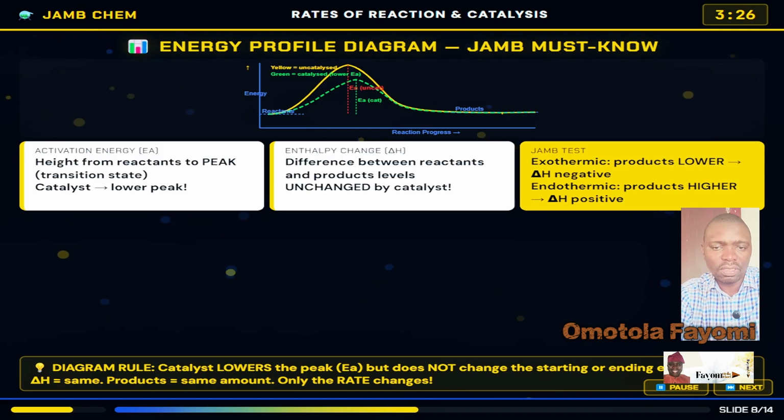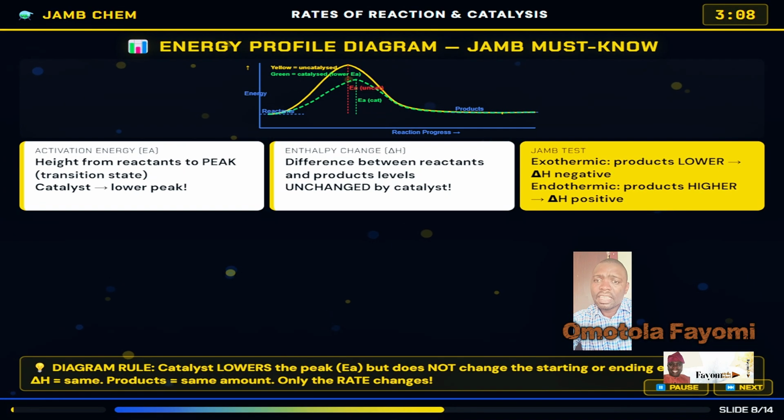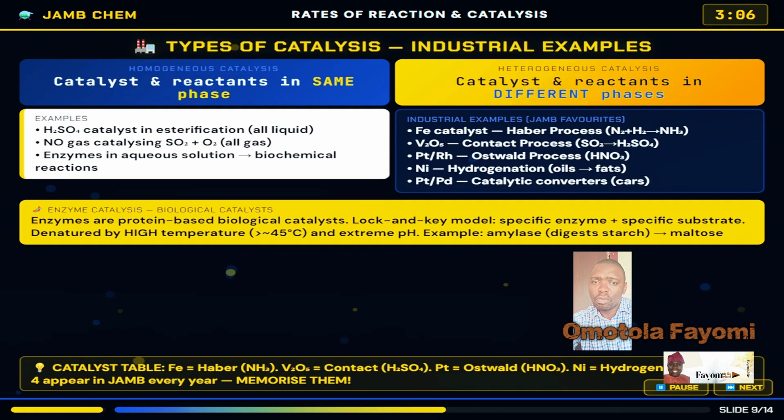JAMB will give you this diagram and ask you to identify Ea, delta H, or how a catalyst changes the curve. The answer is always: a catalyst lowers the peak, nothing else changes. Catalysts come in two fundamental types, homogeneous and heterogeneous, and knowing the difference is a JAMB essential. Homogeneous catalysis says that the catalyst is in the same phase as the reactant.